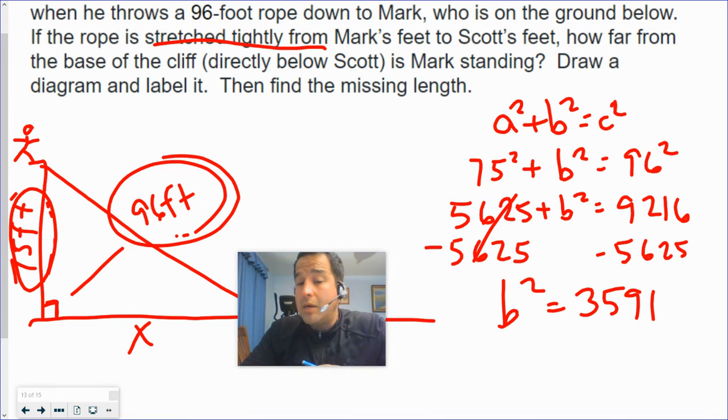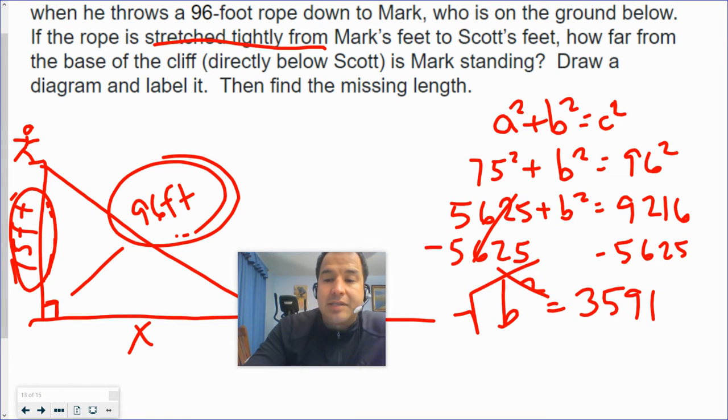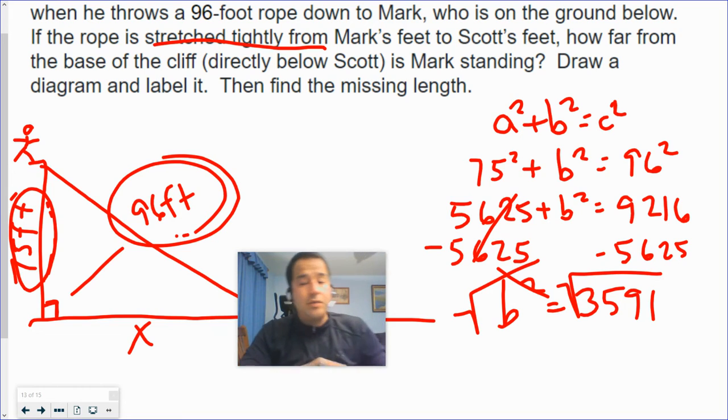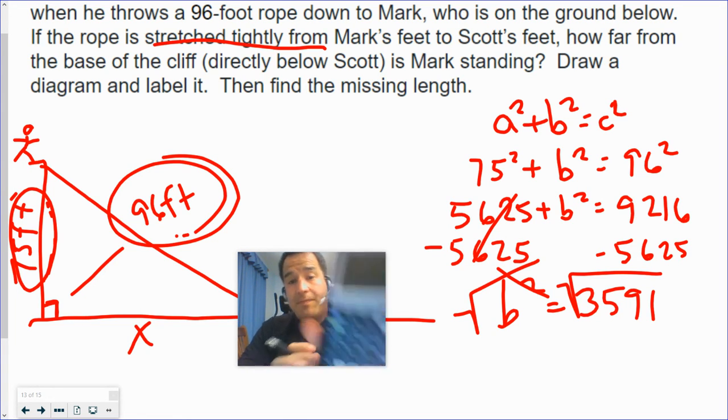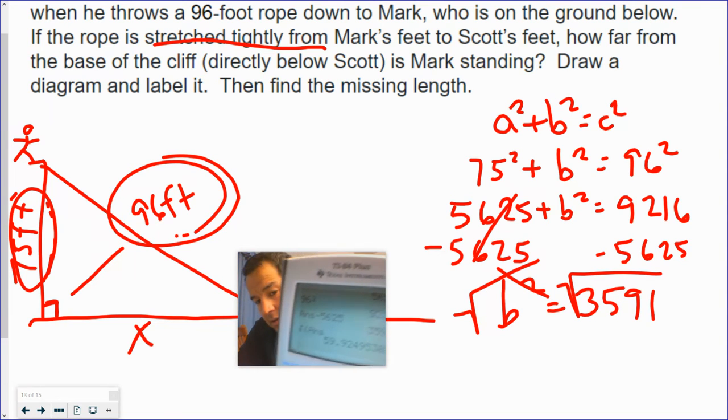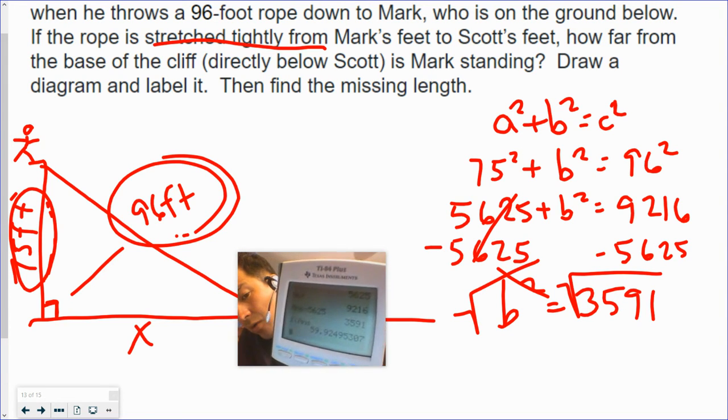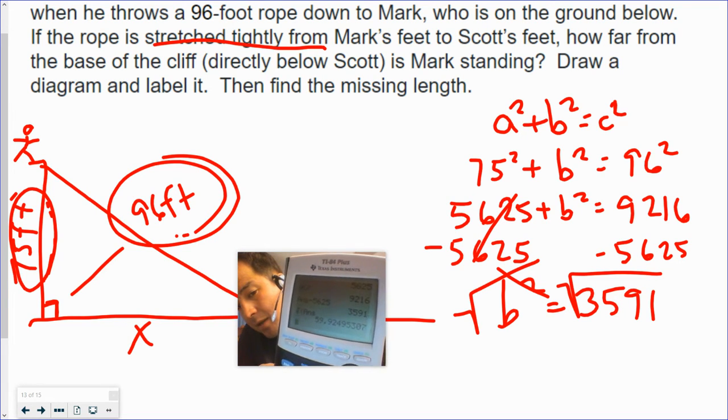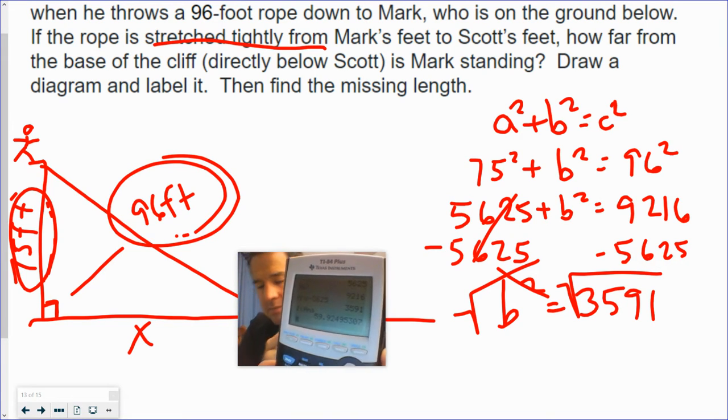Now again, I want the B alone. So to get the B alone, what I've got to do to cancel out squaring something is to do the opposite, which is called the square root. That cancels that out, and whatever I do to one side, I've got to do to the other side. So on your calculator, please find the square root of 3,591. And I want you to round to the nearest hundredth. Now, there is the answer right there. What is that rounded to the nearest hundredth? Well, it'd be 59.92, because the number after the 2 is a 4, and that means it doesn't round.